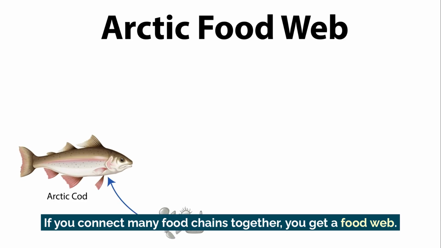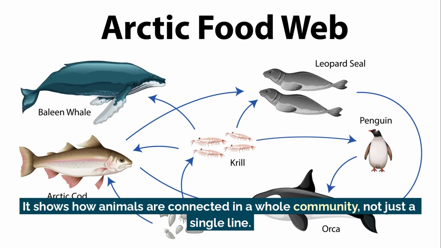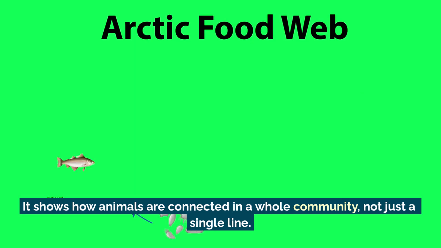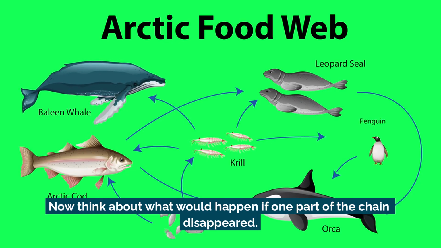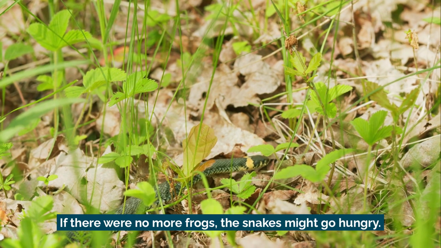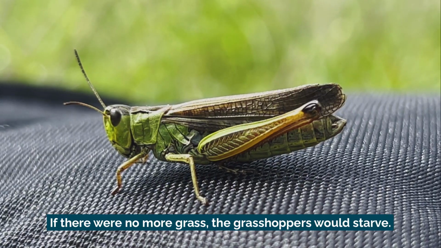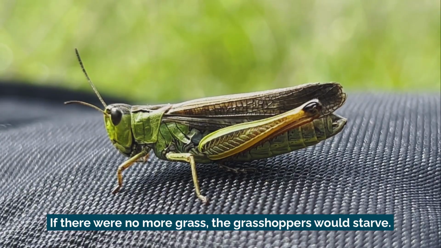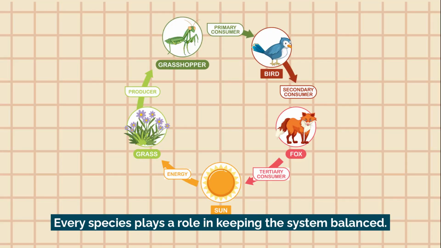If you connect many food chains together, you get a food web. It shows how animals are connected in a whole community, not just a single line. Now think about what would happen if one part of the chain disappeared. If there were no more frogs, the snakes might go hungry. If there were no more grass, the grasshoppers would starve. That's why food chains and food webs are important. Every species plays a role in keeping the system balanced.